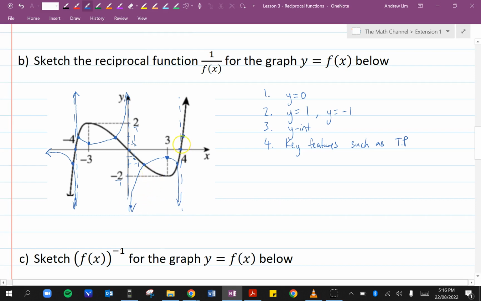And 1 divided by something really small, because it's very close to 0, is really big. And that's it. It's going to look something like that.